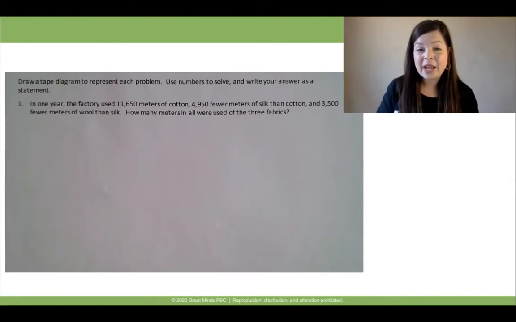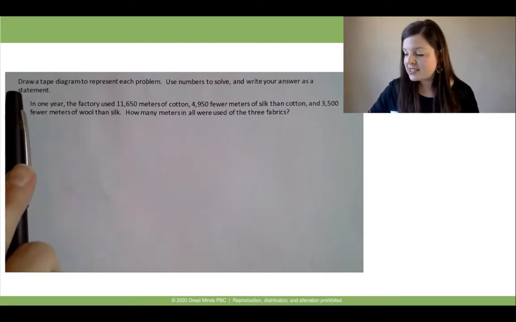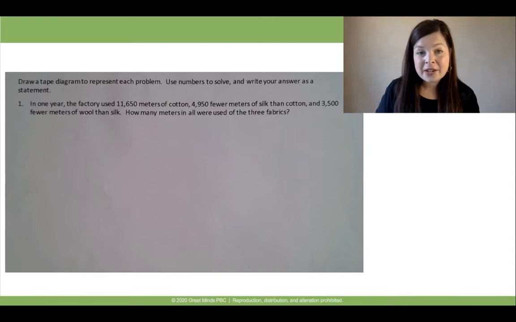Throughout our lesson today, we'll be using a problem set, so make sure you have that in front of you. And we'll also be using the RDW process, read, draw, write, to help us make sense of the problems. Our directions tell us to draw a tape diagram to represent each problem, use numbers to solve, and write your answer as a statement. So basically, our directions are telling us to use the RDW process.